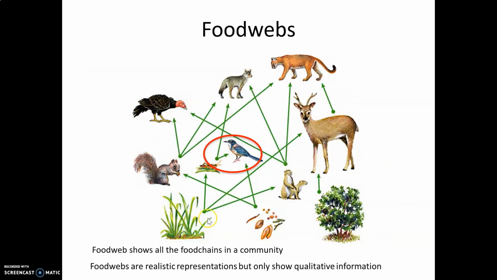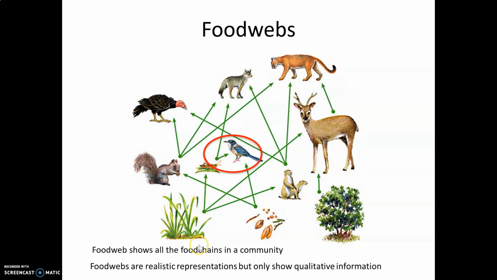But if we first take a closer look at the whole concept of food webs, then what you should keep in mind is that a food web, as it said in the guide, shows all the food chains in a community, right? So we could, for instance, have a food chain that goes from the grass to the grasshopper to the bird. That would be one food chain.